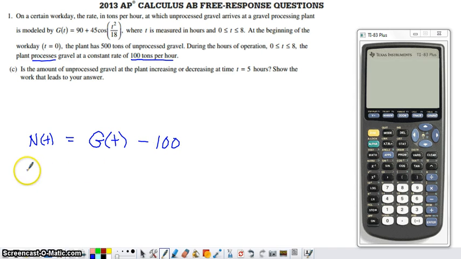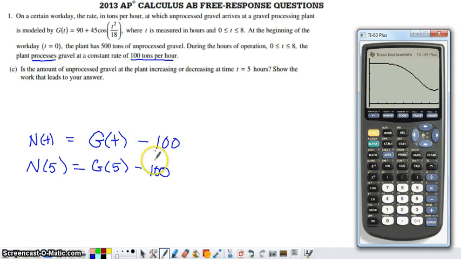And so if we wanted to figure out what this was at 5, all we're going to have to do is take g of 5 minus 100. 100 is the rate that it's being processed all day long throughout the workday. And I have the graph of g of t on my calculator here still from the first couple pieces of the problem. And I want to know what g of 5 is.